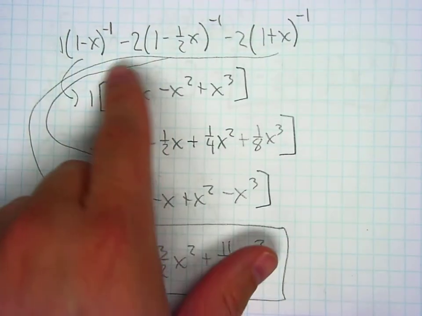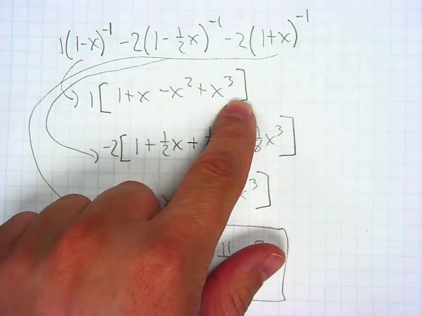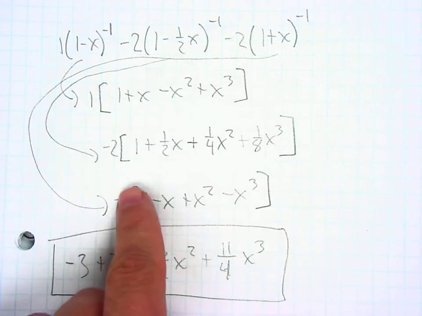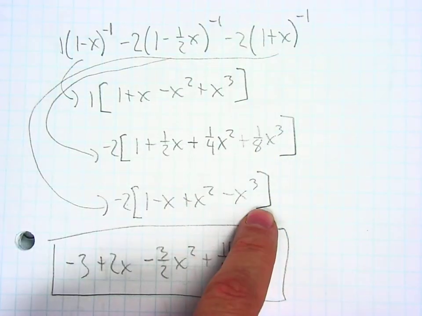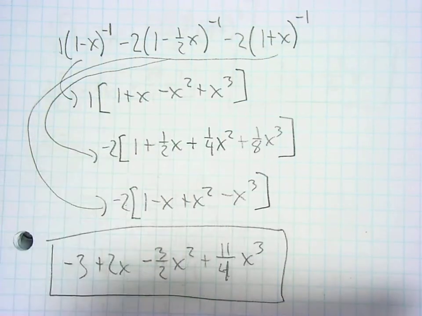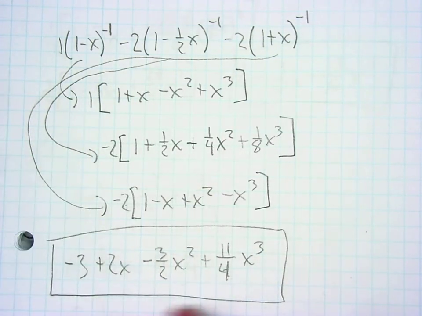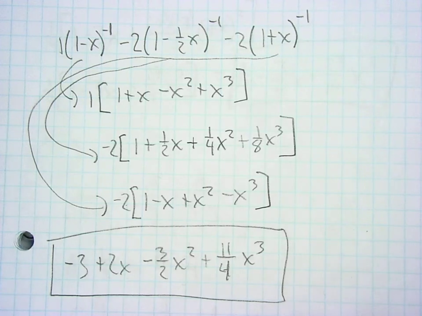Now, as I do the expansion of that one, I get that. The expansion of this one, I get that. And the expansion of this one, I get that. Then when I combine all my like terms, there are the terms that I get for my final expansion for part 2.